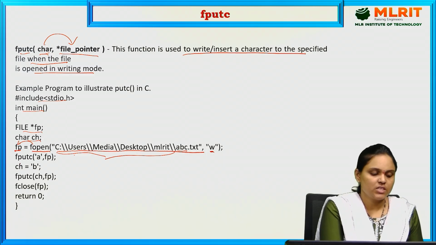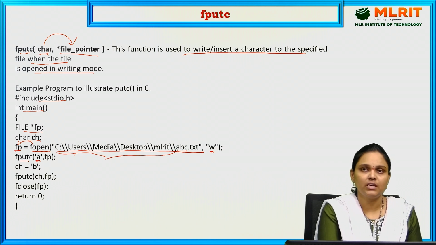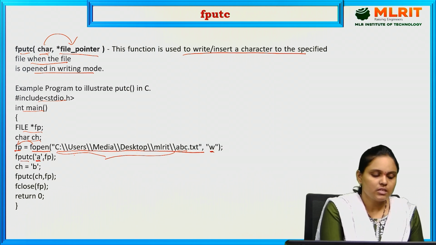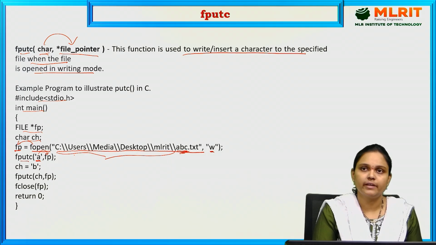Next, by using this fputc function, a is my character. So a is a single character that I'm specifying in single inverted quotes, and this particular character I want to write to fp. In this fp we have the address of that abc.txt file. So fp represents that file, and in that abc file our character will be written by using this fputc function.